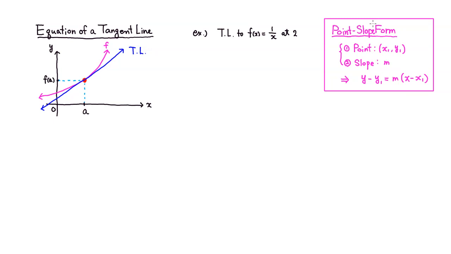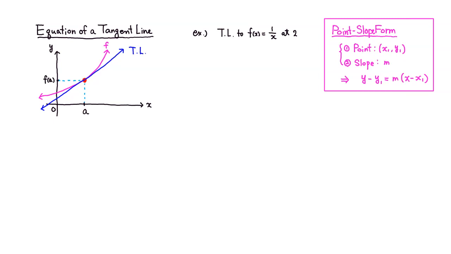All right, we need a point, which I'm going to call x1, y1, and a slope. That's why it's called the point-slope form. The slope is m. Once you have those two, the equation is y minus y1 is equal to m times the quantity x minus x1. So, piece of cake. All right, so let's do that.